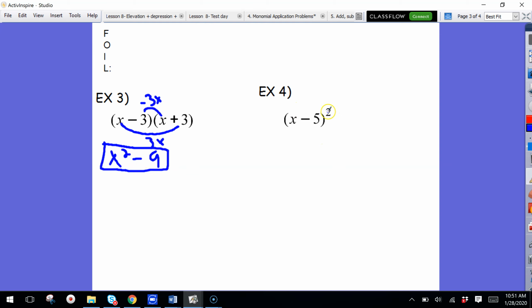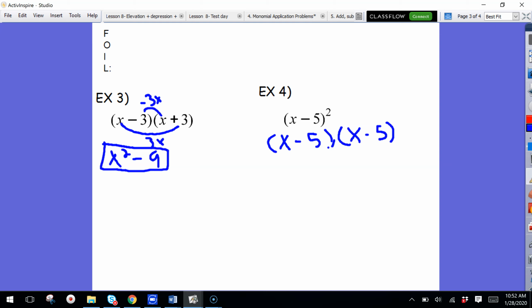Okay, and then let's do something like this. A very common misconception is that all you have to do is just distribute the exponent. But notice what we're doing: we're doing x minus 5 times itself. If you remember where that rule of power to power came from, you wouldn't do that. So here we have to do FOIL.